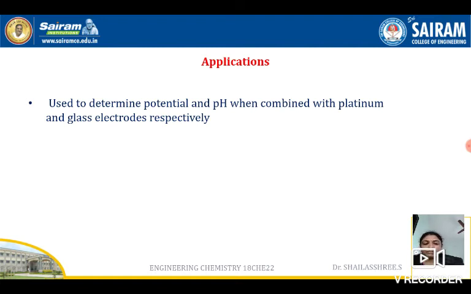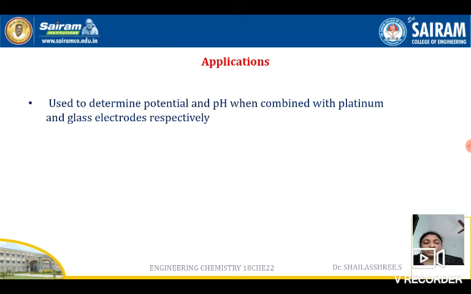And the potential of the calomel electrode is given by the Nernst equation: E is equal to E naught plus 0.0591 by n into log of chloride ion concentration squared. So it is very clear from this equation that the potential of the calomel electrode depends on the concentration of the chloride ions in the KCl solution. So depending on the concentration of the KCl solution, the potential also will vary.